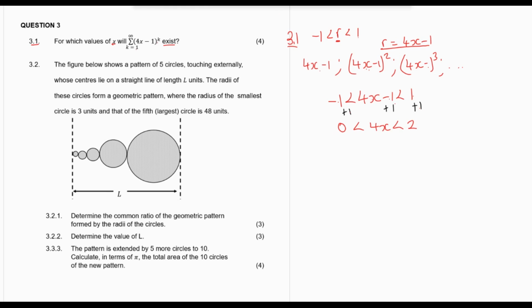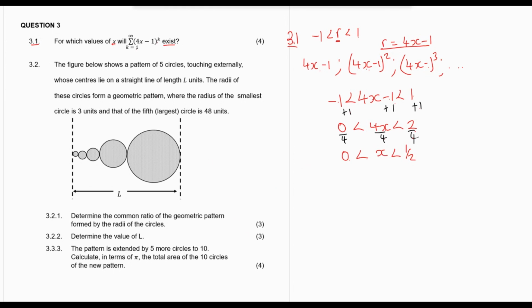And then what we do after that, divide everything by 4. We want to get x. And then what we get, 0 divided by 4 is 0, less than 4x divided by 4 is x, less than 1 over 2, because 2 over 4 is 1 over 2. So it means for this series to converge, our x should be between 0 and 1 over 2. Okay, x should be greater than 0 but less than 1 over 2.